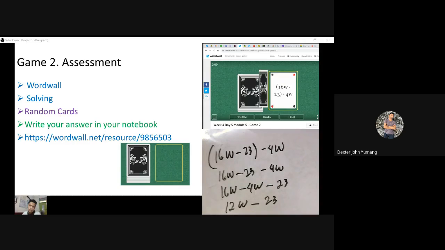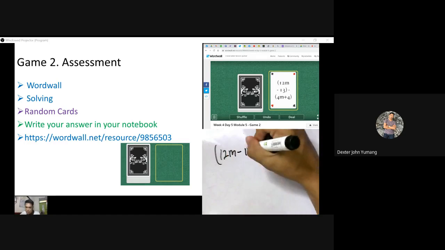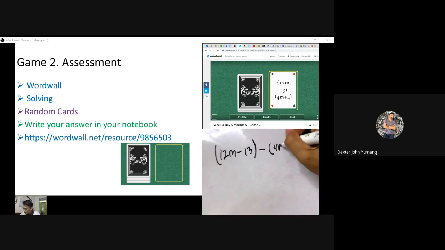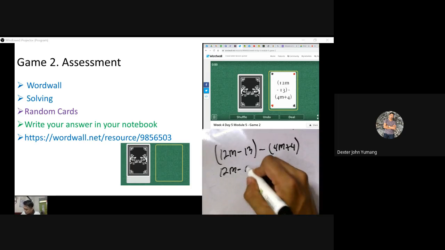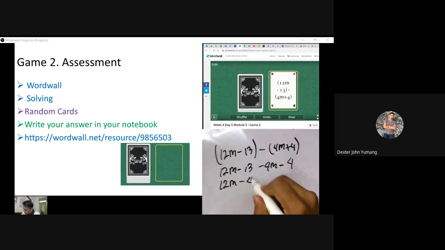Okay, next question. Okay, burahin ko na. We have the group of 12M minus 13 minus the group of 4M plus 4. So, bring down 12M minus 13. Then, opposite, negative 4M. Then, opposite ng 4 is negative 4. So, combine what is partnered. We have 12M minus 4M. Then, minus 13 minus 4. So, 12 minus 4, that is 8. Then, the family name is M. Now, meron kang utang na 13, meron kang utang na 4. Ilan na lahat utang mo? 17. And utang is negative. So, therefore, 8M minus 17.